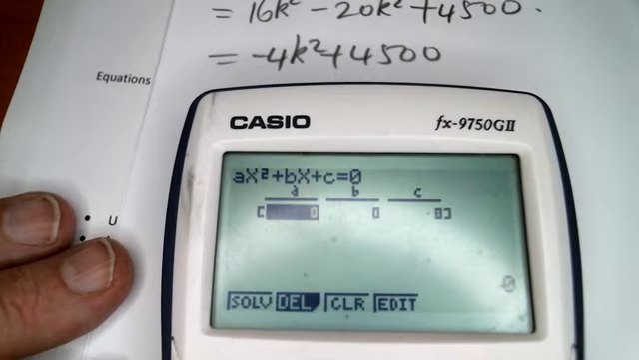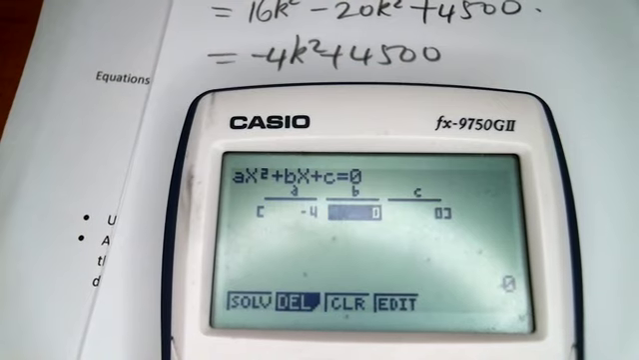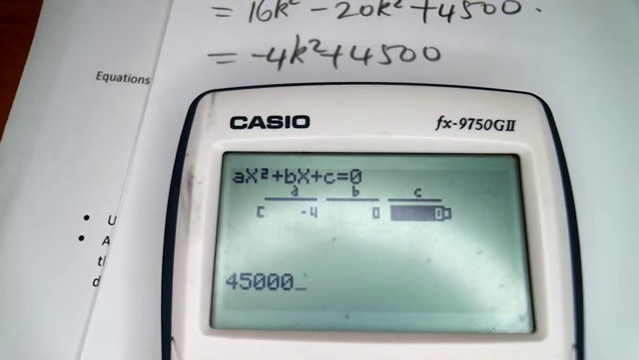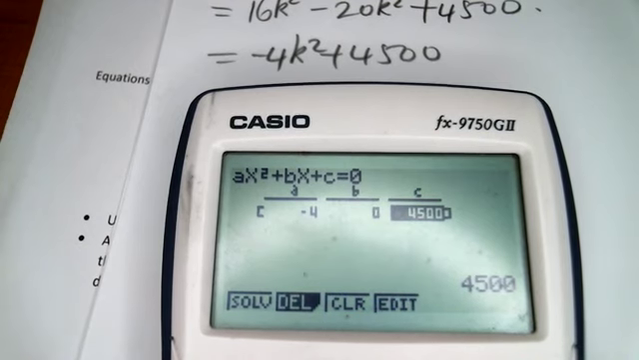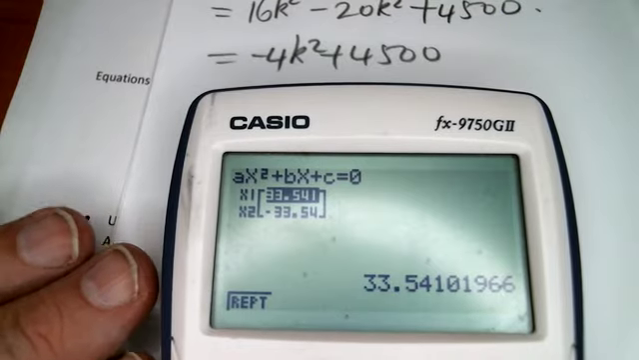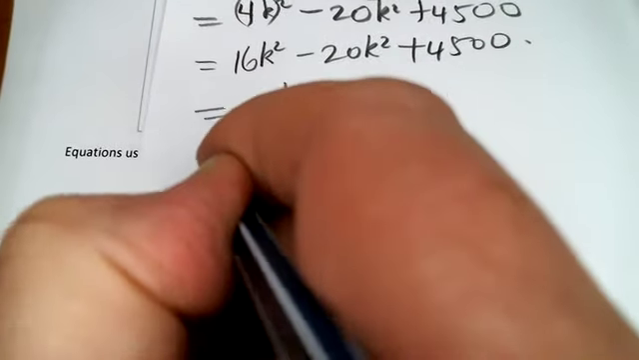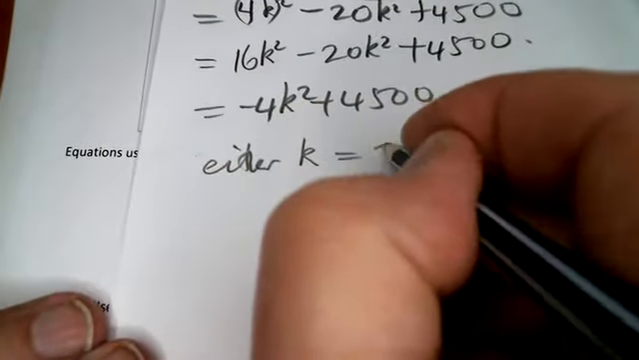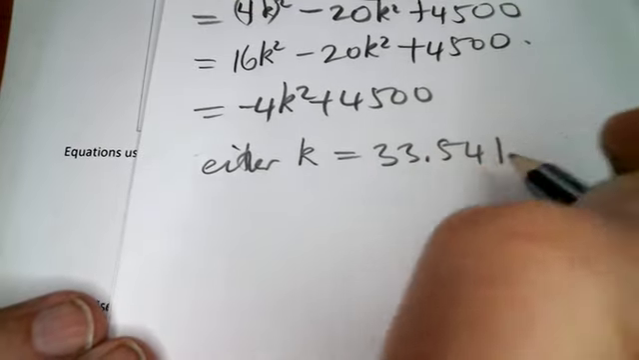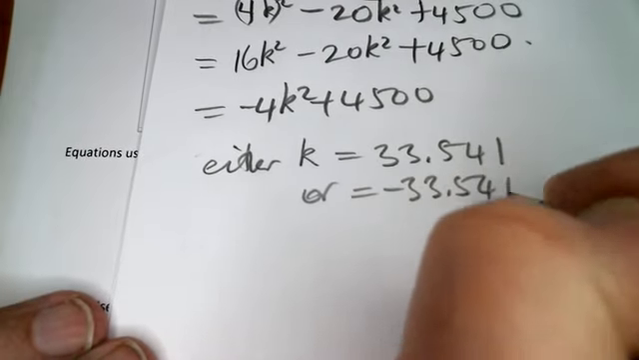Still got stuff from last time. Okay, so it's going to be -4. Put -4 into there. There is no b term. I'll cursor along, and the next one is 4,500. Let's see what that is. Okay, so I'm going to go solve. And I get 33.541. So I got positive. So k is either equal to 33.541 or equals -33.541.